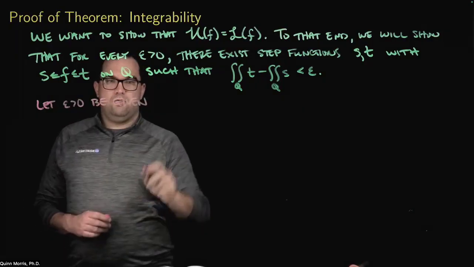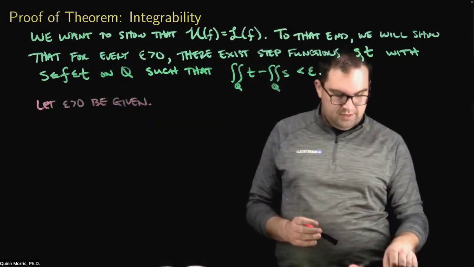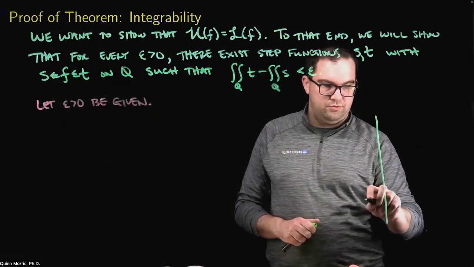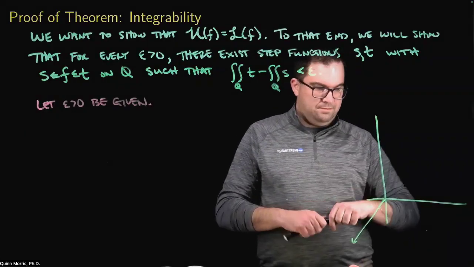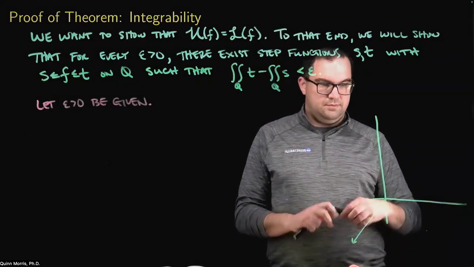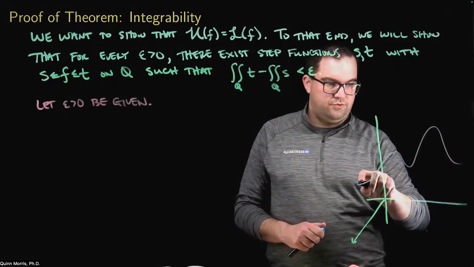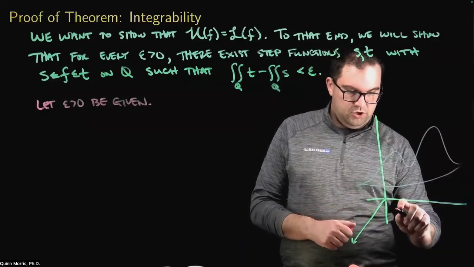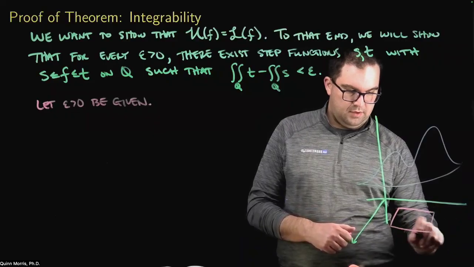Now, one nice way to think about this is to draw a sketch over here to help us as we go through this. So here I am in R3. I have some function. Maybe it looks sort of like this. I'll draw some wavy surface, and I'm working over some rectangle Q sitting down here.